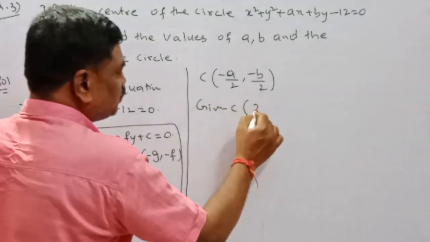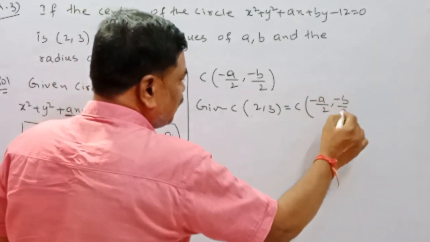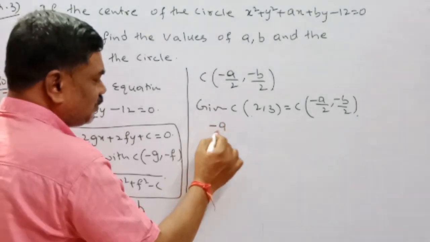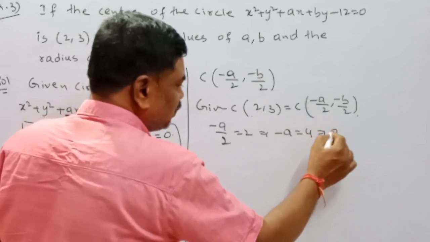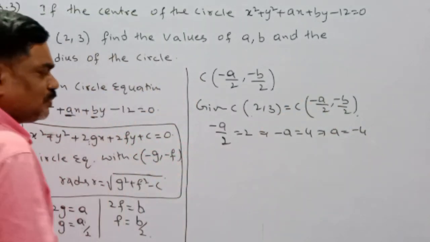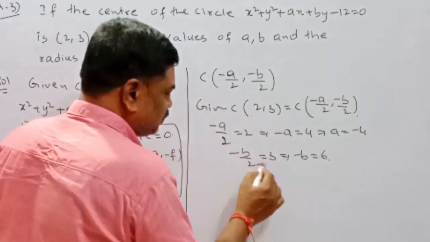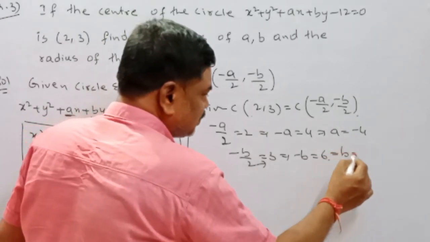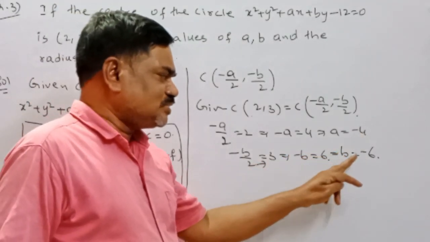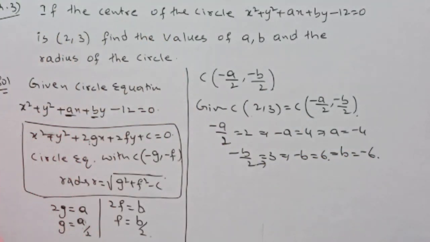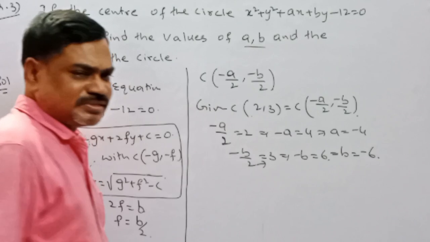But the given center 2 comma 3 is equal to minus a by 2 comma minus b by 2. Minus a by 2 is equal to 2 implies minus a is equal to 4, a is equal to minus 4. Minus b by 2 is equal to 3, minus b is equal to 6 and b is equal to minus 6. So a is equal to minus 4, b is equal to minus 6. We have found the values of a comma b are minus 4 comma minus 6.